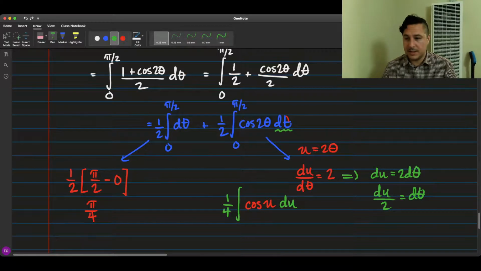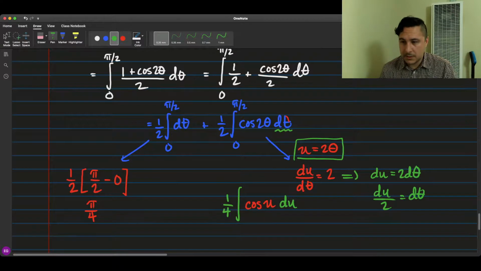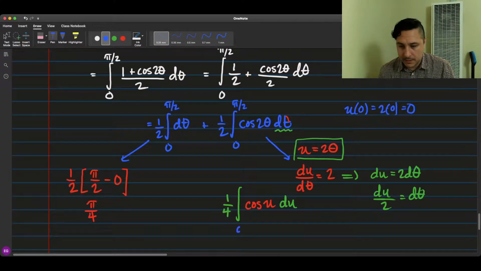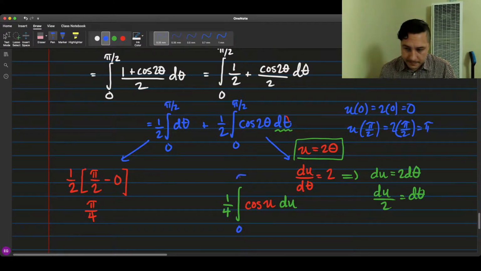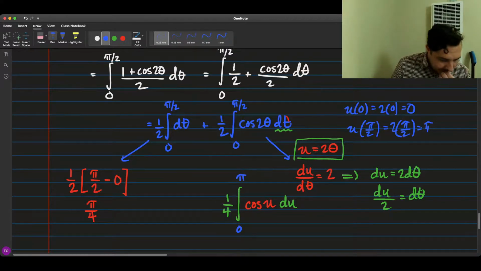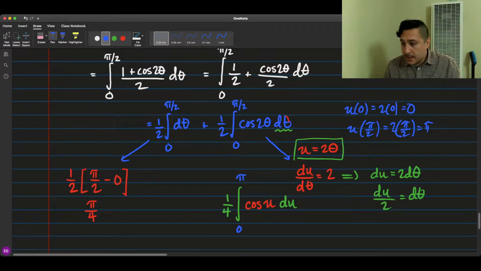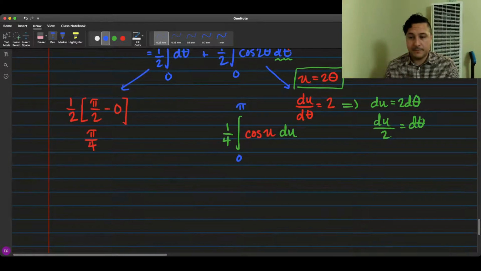Okay, so I need to plug 0 into this. So let's do that in blue. If you're looking for u of 0, you get 2 times 0, which is still 0. So you get 0 down here. We also want u of pi over 2. So you get 2 times pi over 2, which is pi. And now we can integrate.